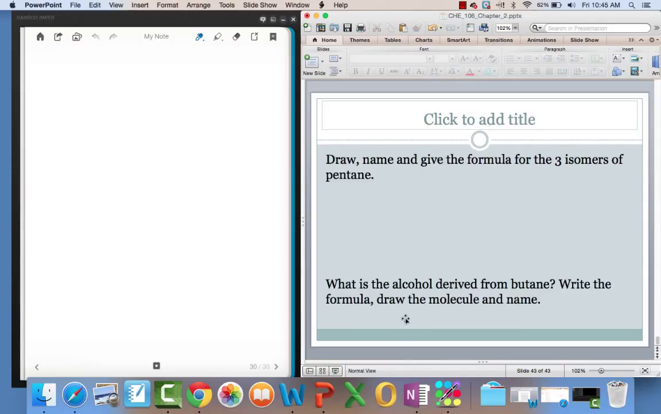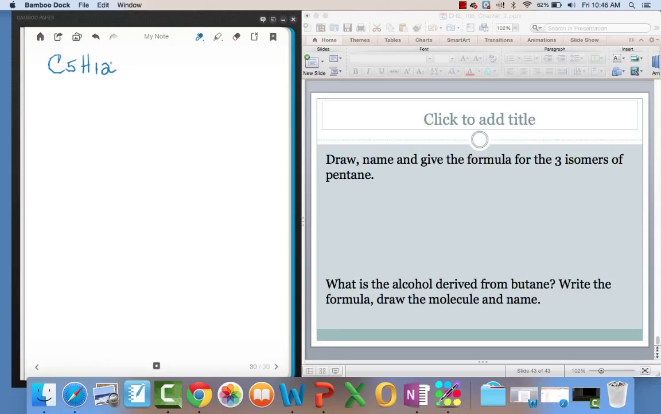All right, so last slide. Draw and name and give the formula for 3 isomers of pentane. So pentane, pent tells us that there are 5 carbons, so C5, H, 2 times 5 is 10, plus 2 is 12. So my formula, CnH2n+2, is how I figured out how many H's I need. I don't need to figure it out, I could simply just draw it.